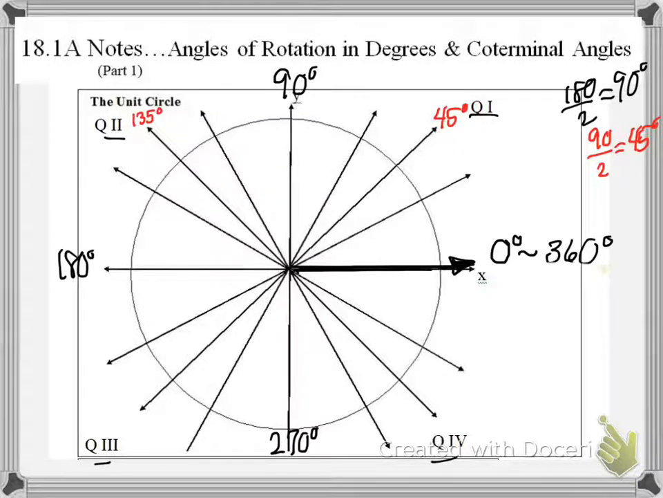Plus another 45 degrees takes me to 180 degrees. Plus another 45 degrees will take me to 225 degrees. At some point you might start wanting to use your calculator to figure them out, but I hope that by the time we finish this chapter you have them memorized. 270 degrees plus 45 degrees takes me to 315 degrees. And if I add 45 degrees again, I get up to 360.